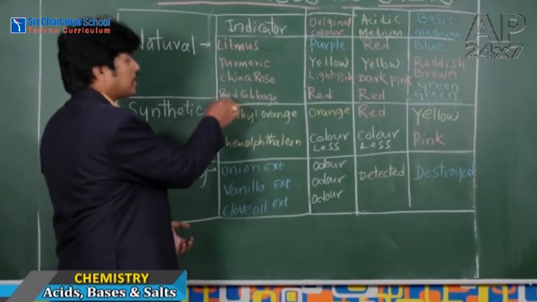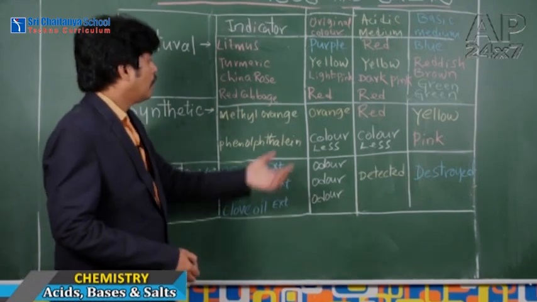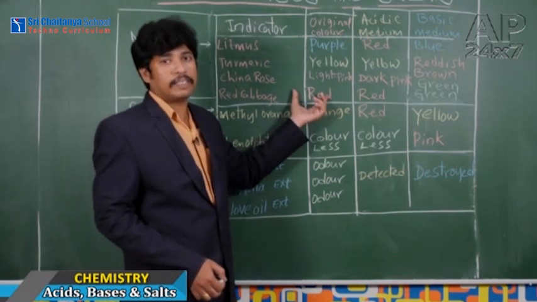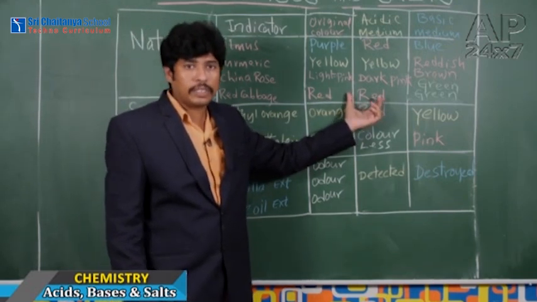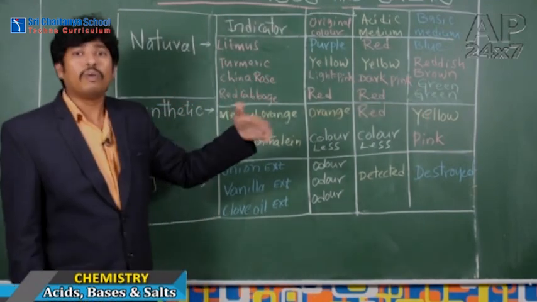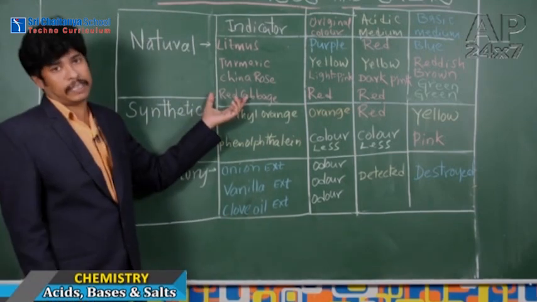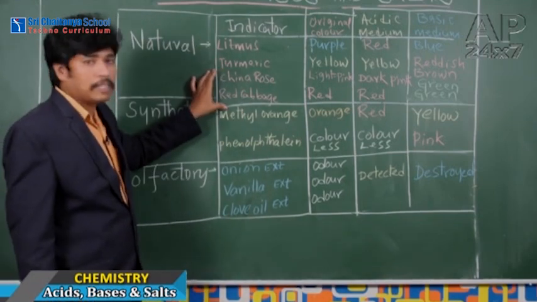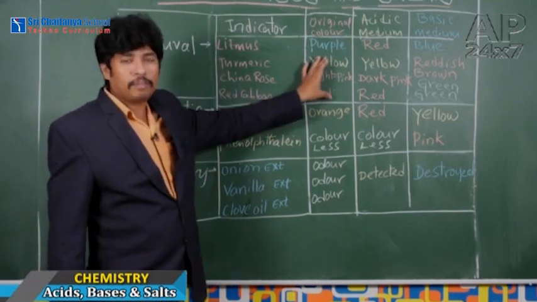And red cabbage extract is also very similar to the remaining natural indicators. Original color of red cabbage, as I said, is red. In acidic medium it remains as it is, there is no change, but in basic medium, very similar to China rose indicator, we can observe the green color even for the red cabbage extract. So these are the best examples for natural indicators which work mainly based on the color principle.